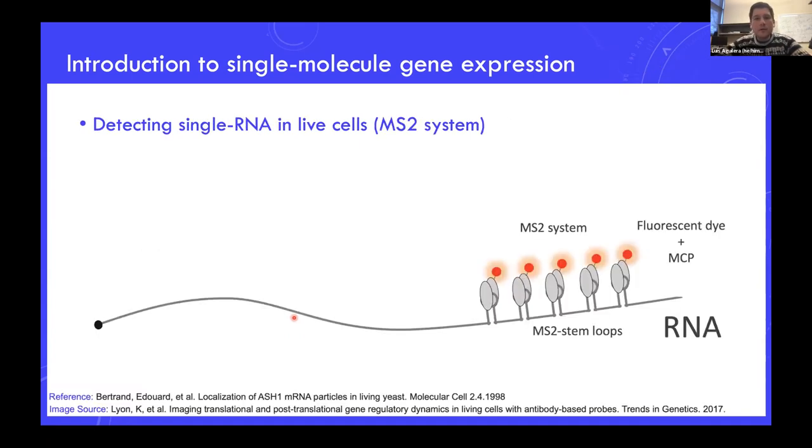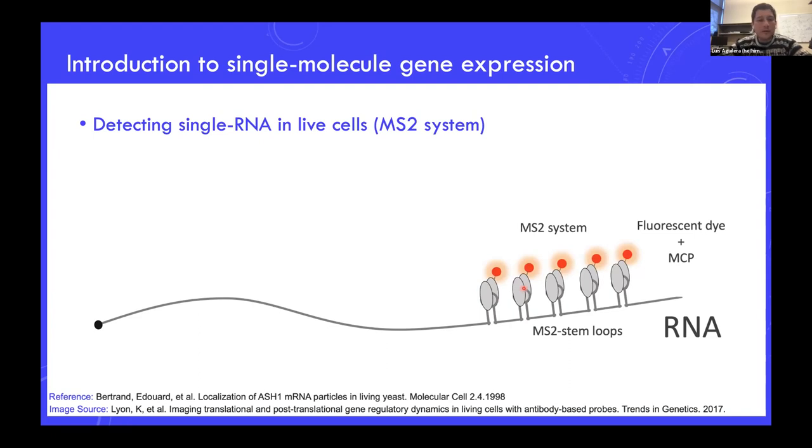So this is just the introduction to how the technology works. To detect single RNAs, we are using the MS2 system. The MS2 system works as follows. Basically, we encode secondary structures in the DNA that are eventually expressed at the RNA level. Those MS2 stem loops are expressed at the RNA level, and then they are detected by the MCP proteins and fluorescent dyes. In that way, you can visualize the RNAs in the cell.